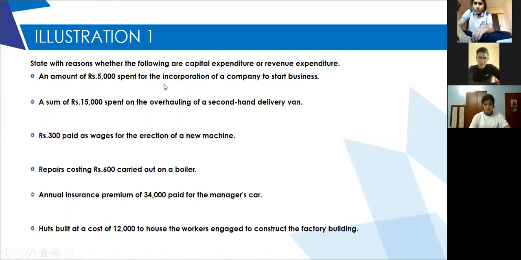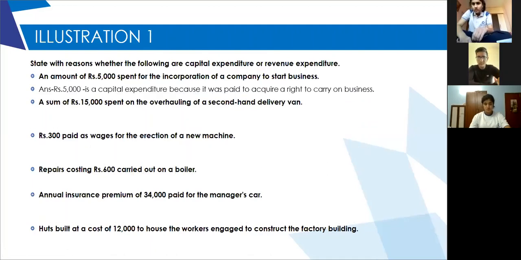An amount of 5,000 is spent for the incorporation of a company to start business. Ma'am, capital. Excellent. Why? Ma'am, because they are spending it to start the business and it will take time. Yes, it is paid to acquire a right to carry on a business. Whenever we are incurring an expenditure to incorporate a business, it is a long-term affair. And this business is going to give me benefit for many years. So it is capital in nature.